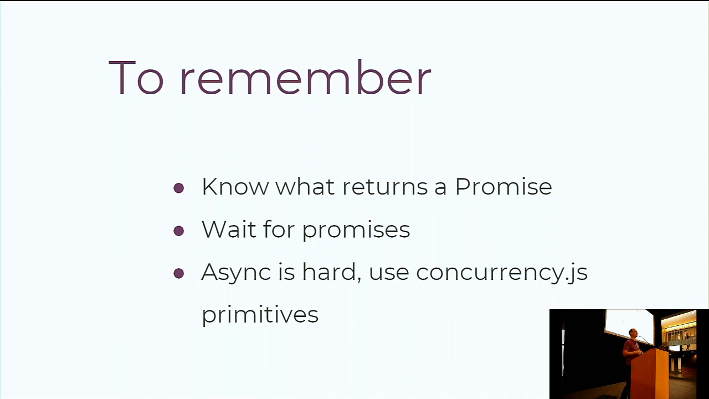And there are a few caveats to remember, I think. The first, and there's no quick way to do that, is to know what returns a promise. If you don't know that, you have already failed. So if you use a function, you have to see if it's declared with async. If it's declared with async, it always returns a promise.